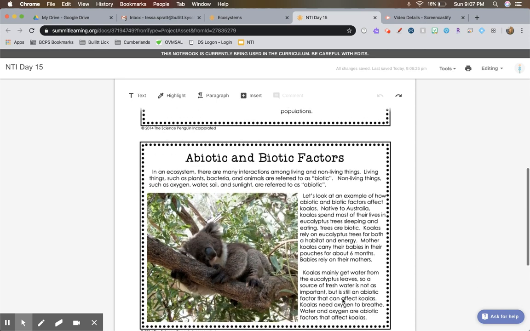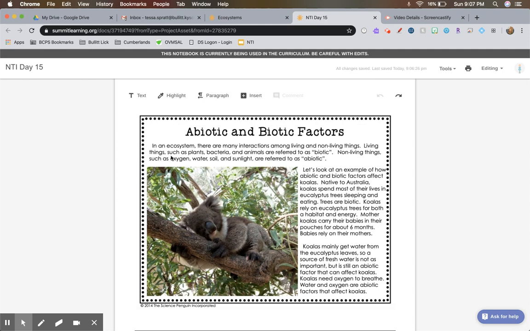All right, now I'm going to read abiotic and biotic factors. In an ecosystem, there are many interactions among living and non living things. Living things such as plants, bacteria, and animals are referred to as biotic. Non living things such as oxygen, water, soil, and sunlight are referred to as abiotic.